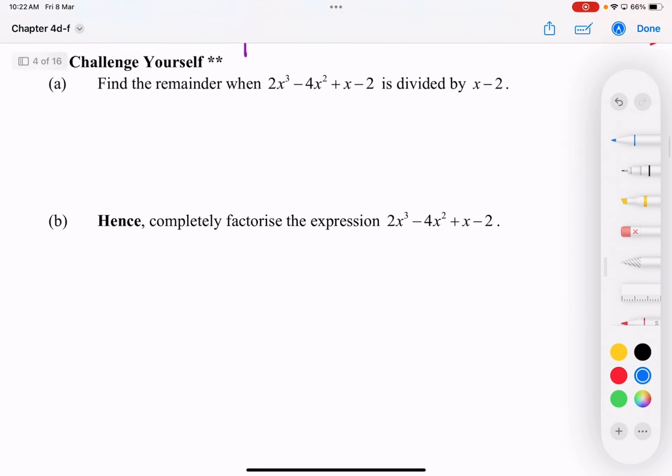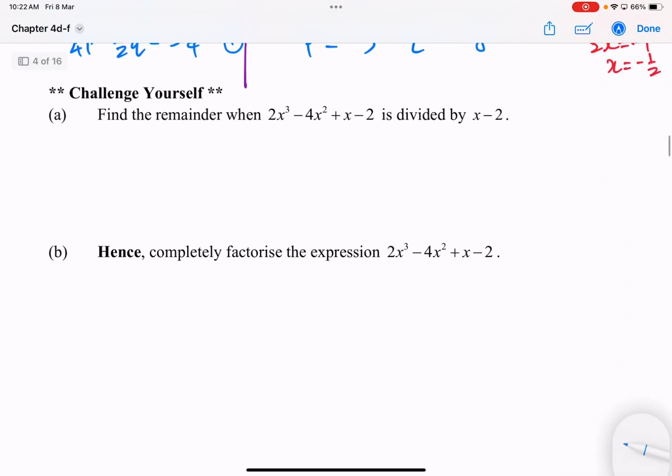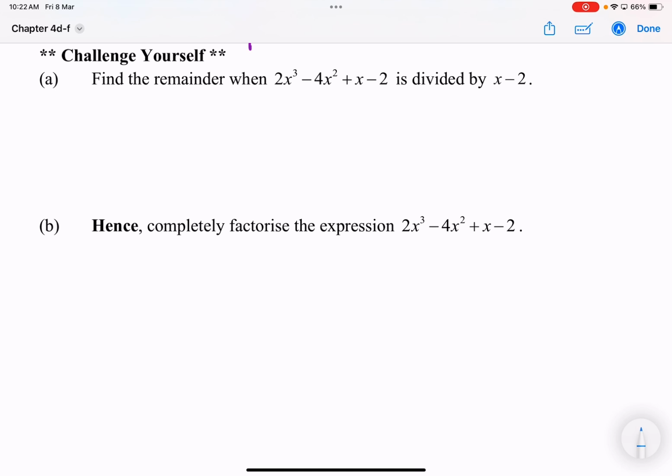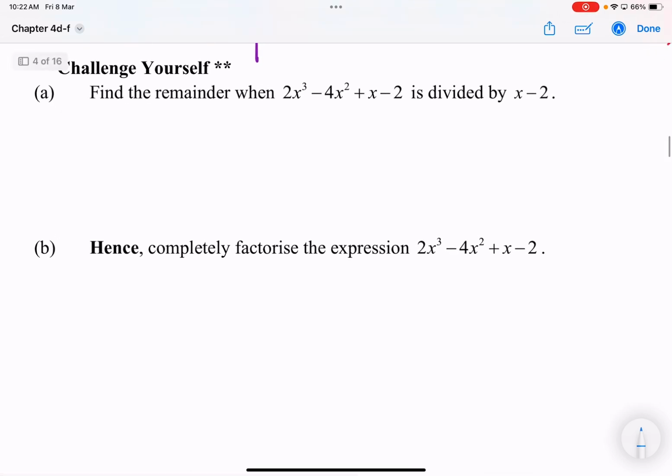Let's move on to the next one. Challenge yourself. Find the remainder when this particular function is divided by x minus 2. If you did this by long division, just give yourself a very light touch on your face. Because this one you don't have to use long division. For the remainder, you use the remainder theorem.